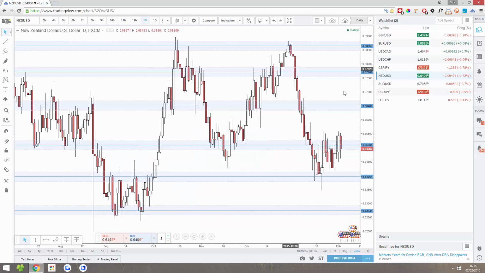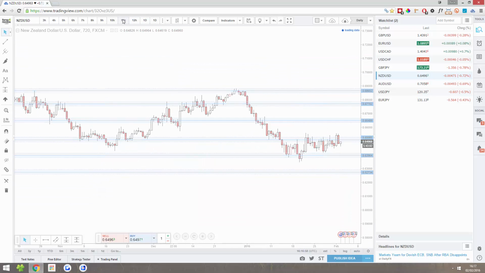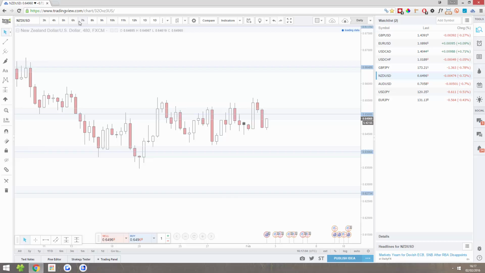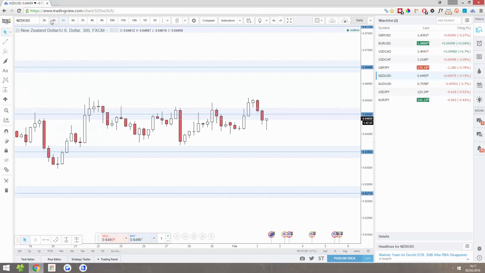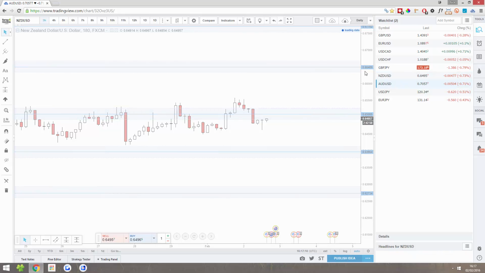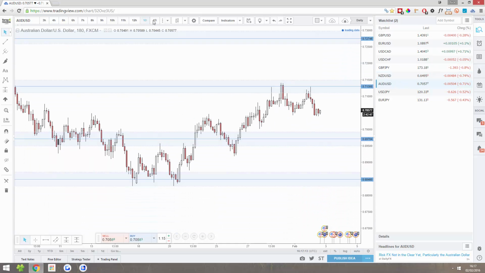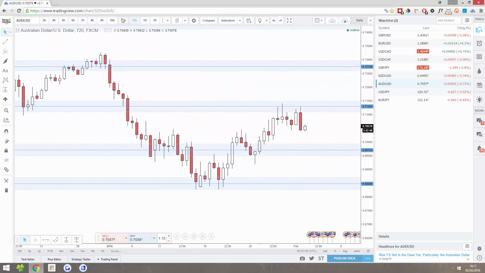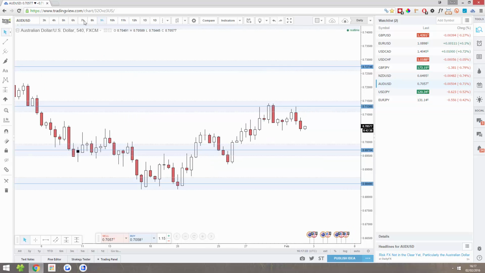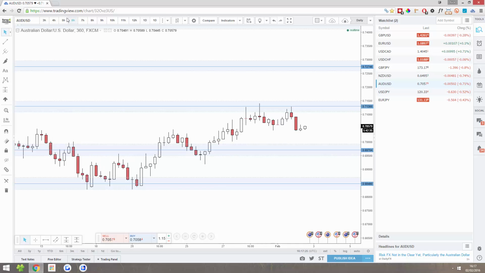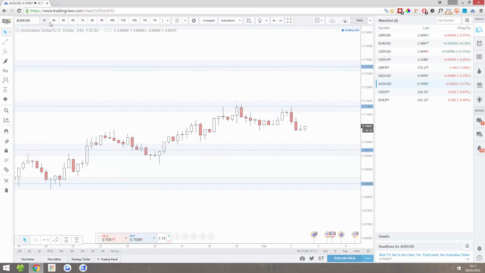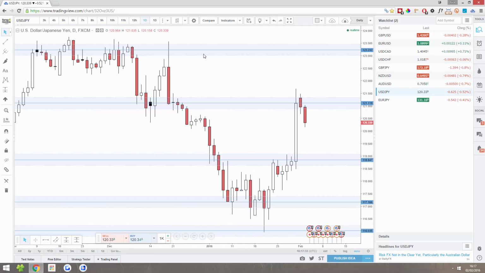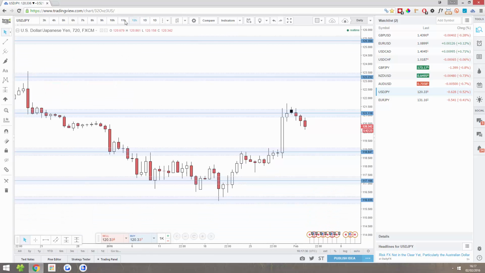NZDUSD, let's start with the daily. Nothing worth trading here. AUDUSD, it's in between two support resistance areas, so it's very likely that there's nothing worth trading here. USDJPY.